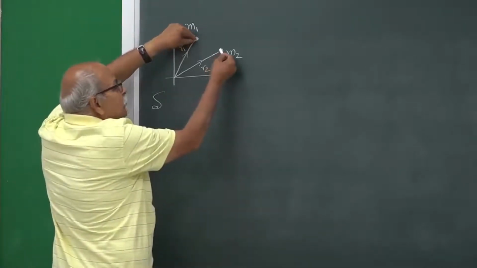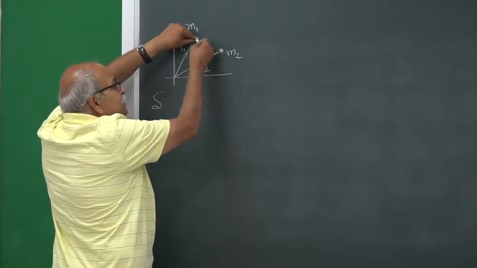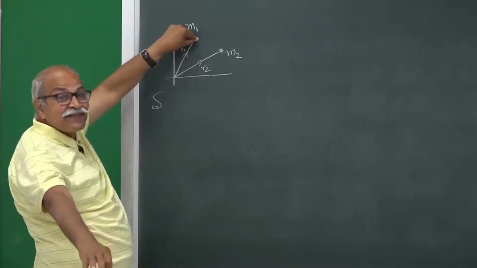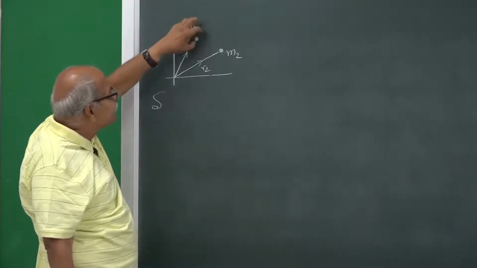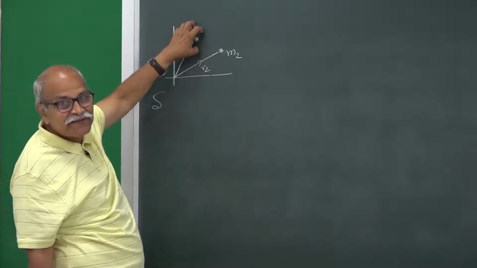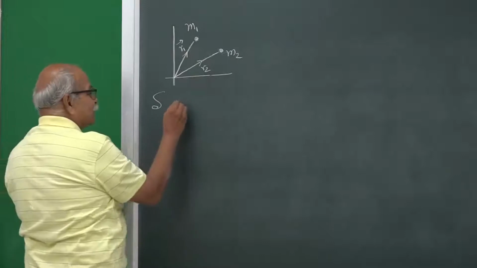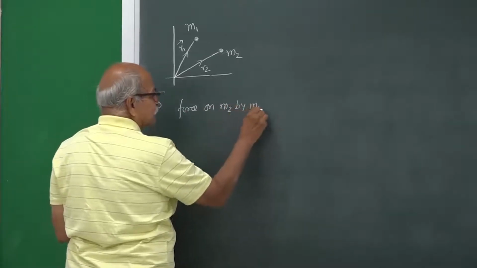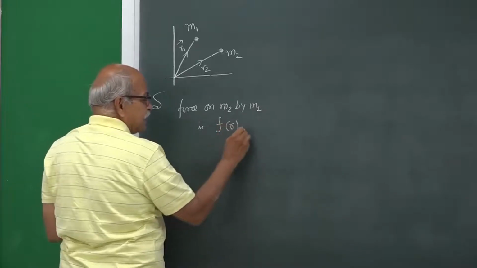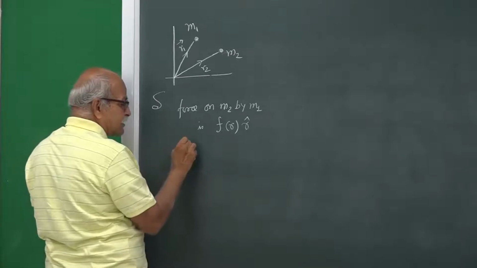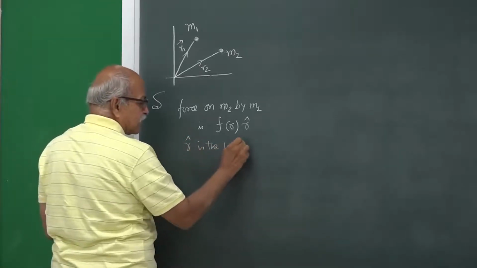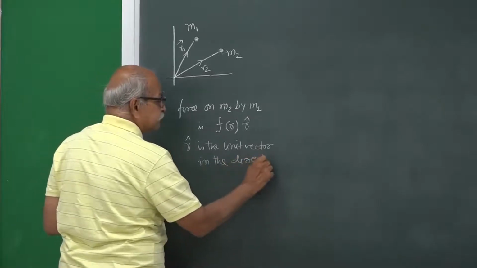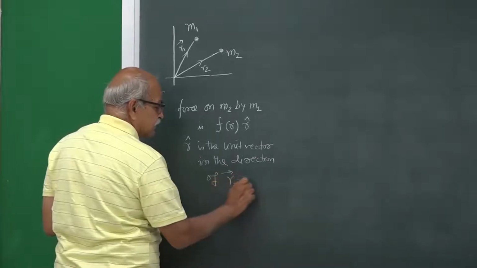The force on this m2 is always towards or away from the origin, and the magnitude of the force is dependent only on the separation. So, I am satisfying all those conditions. Only thing is that if I put the origin here, then my frame becomes non-inertial. So, this is the situation. So, force on m2 by m1 is f of r in the r cap direction, but now what is r cap direction? It is the unit vector in the direction of r2 vector minus r1 vector.